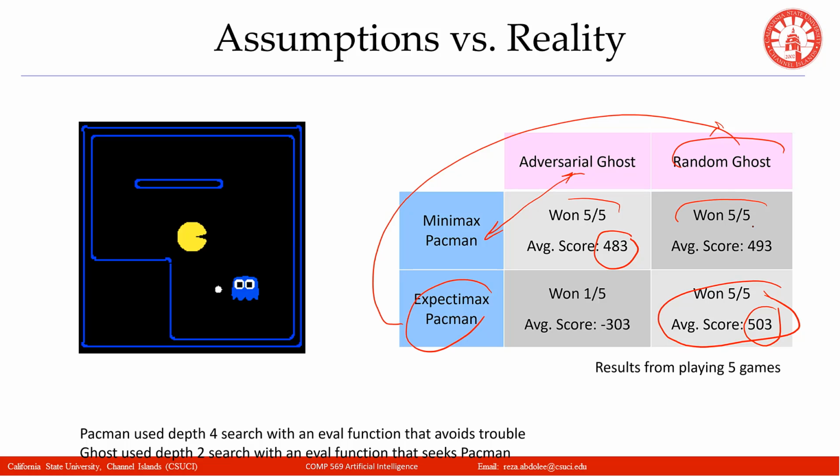And in here, also Pac-Man won 5 out of 5, and the average score was 493. As you can see, the score is somehow bigger than this because the ghost, or the other player, is not acting randomly. But in here, Pac-Man was somehow optimistic. It didn't consider the danger of having an optimal adversary. It didn't take that into account. Therefore, it loses 4 times in the game, and the score is -303.